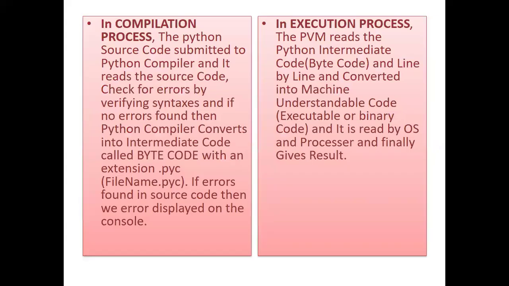it will be converted into the binary code read by the OS and gives the result. See, everything is mentioned here. Once you go through the notes, you will come to know each and everything. It verifies the syntax, and if no error is found, then the Python compiler converts it into the intermediate code. If the error is there, then the source code will display the error on the console.